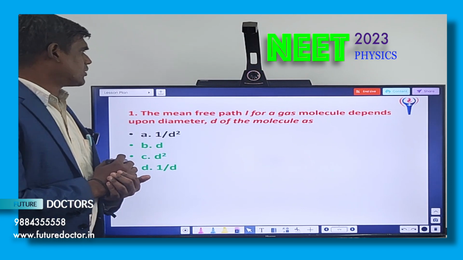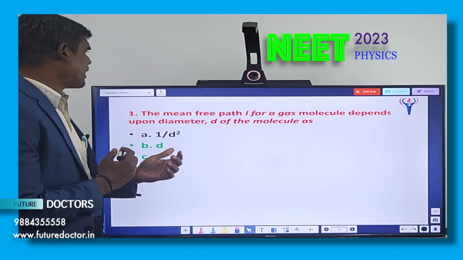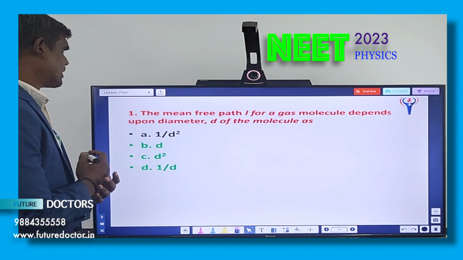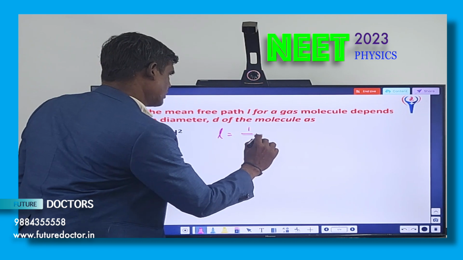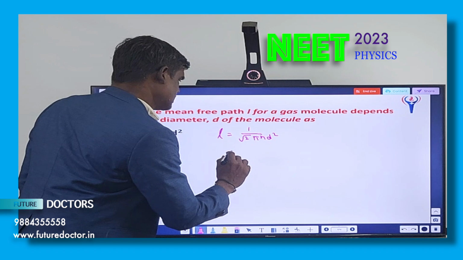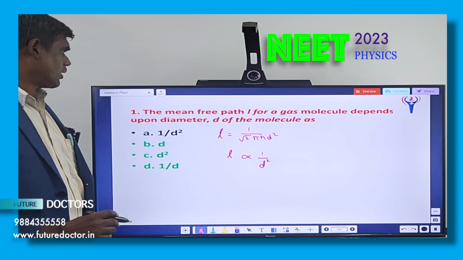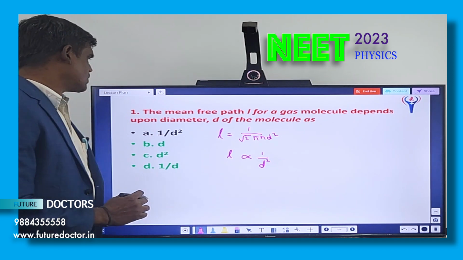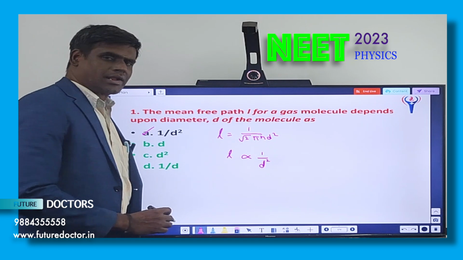The mean free path L for a gas molecule depends upon diameter d of the molecule as dash. Formula, that is L equal to 1 by pi n d square. That is, L is inversely proportional to d square. Okay, that is a mean free path. L is inversely proportional to d square. That is option A. Option A is the correct answer.